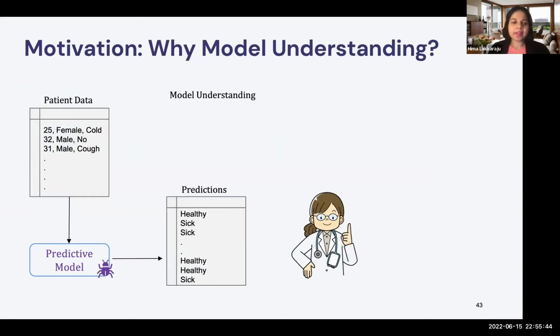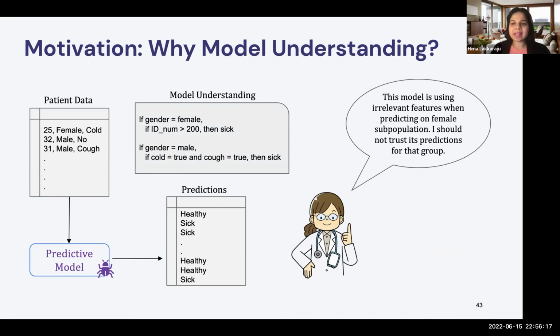Now, let's take another scenario where there's a predictive model which takes as input a bunch of patient data about patient demographics, about symptoms that patients are facing, prior health conditions, and so on, and outputs predictions in the form of if a given patient is healthy or sick, right? Now, if we generate a bunch of such predictions and show them to a doctor, the doctor really has no way of knowing how much to rely on each of these predictions or how much not to rely on them.